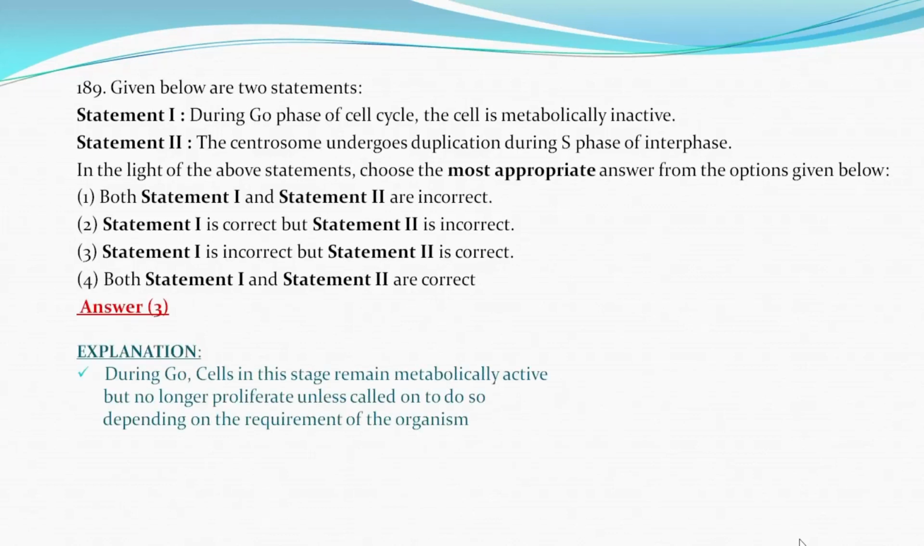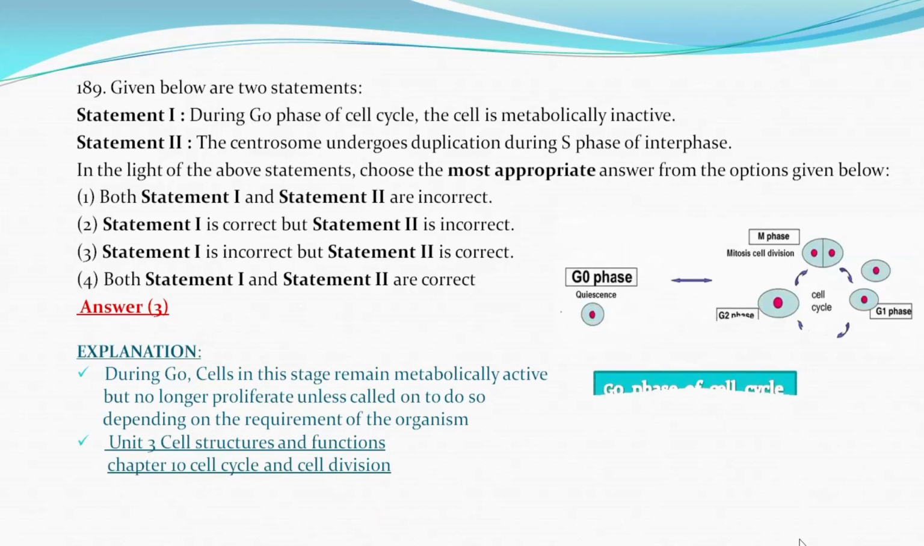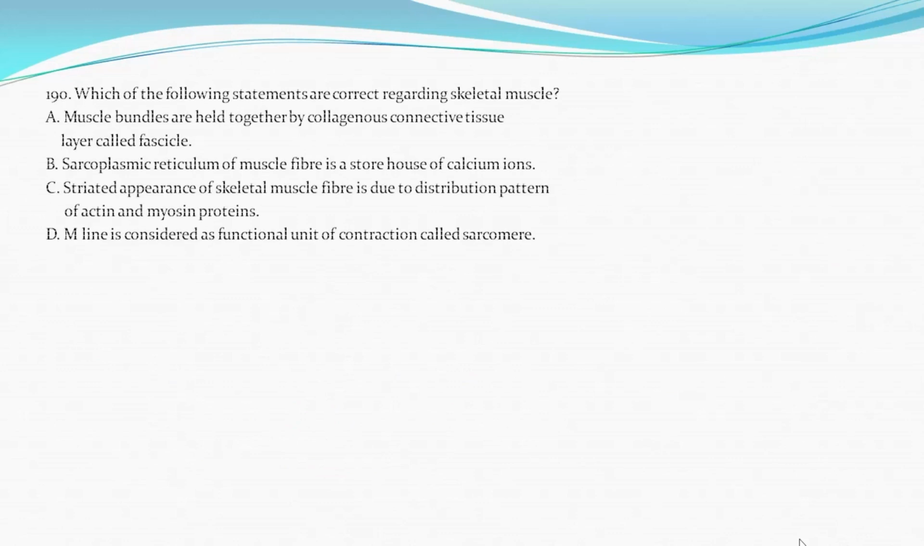So the answer is option 3. Statement 1 is incorrect. Statement 2 is correct. Explanation. During G0, cells in this stage remain metabolically active, but no longer proliferate unless called on to do so, depending on the requirement of the organism. So this question is taken from Unit 3, Cell Structure and Functions, Chapter 10, Cell Cycle and Cell Division.